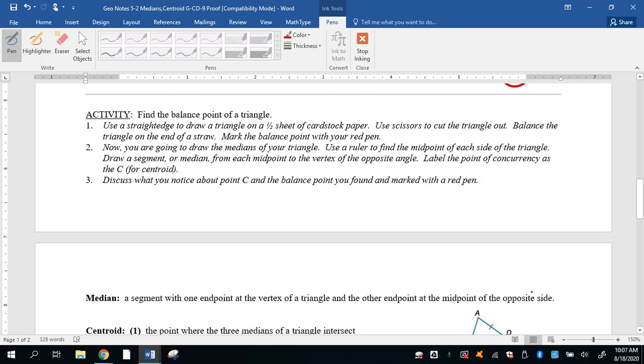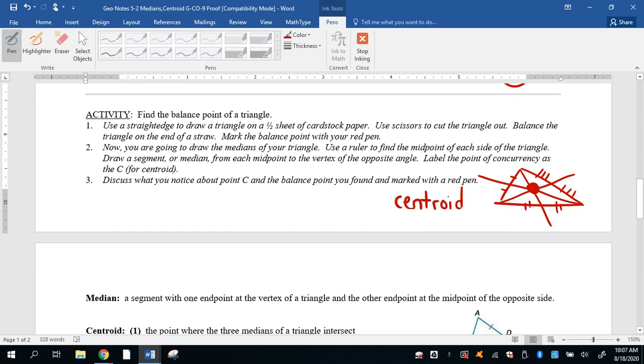Now, if you actually want to find the balance point of a triangle, that is actually where the medians meet. So if you calculate the medians of each triangle, and again, you're approximating where the midpoints are, where that point of intersection is of those medians is called the centroid. As a review from last lesson, that is the balance point of a triangle. So it's pretty fun to do that if you want to.